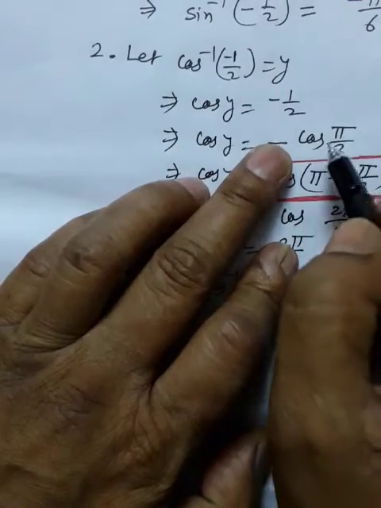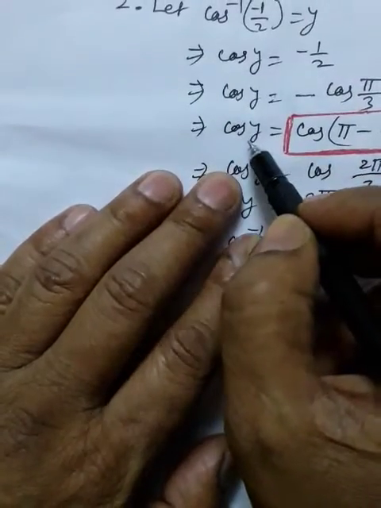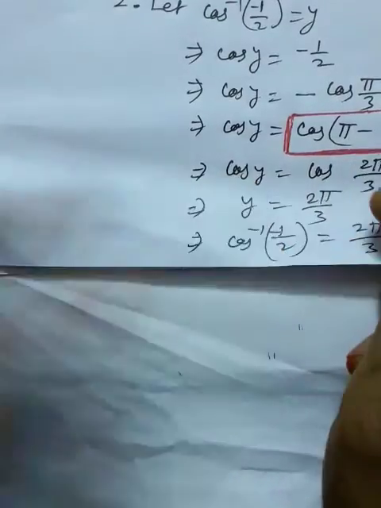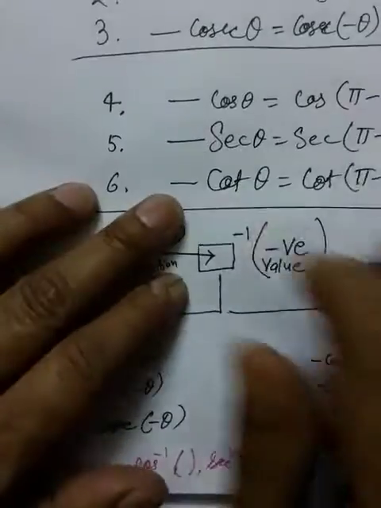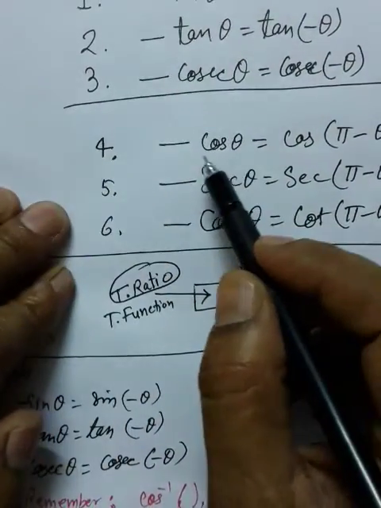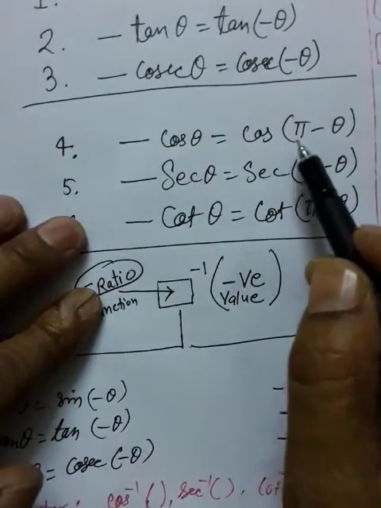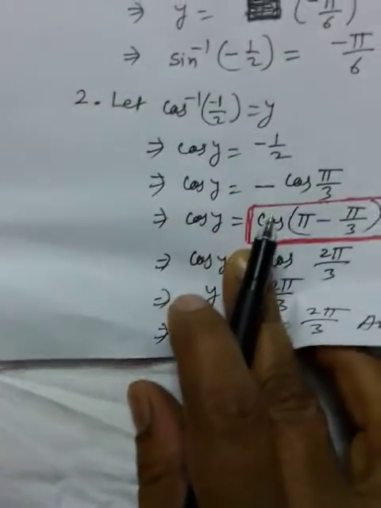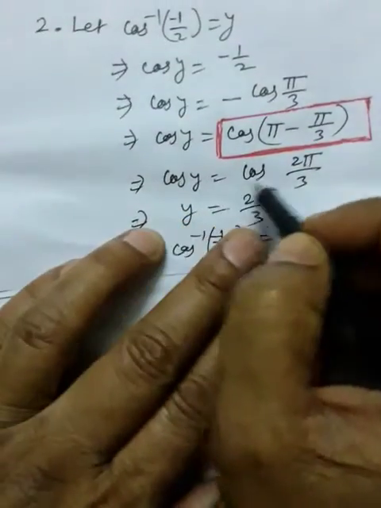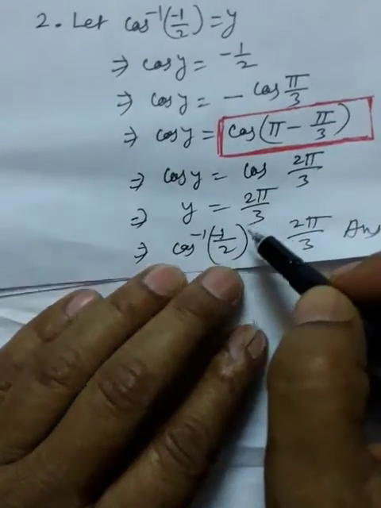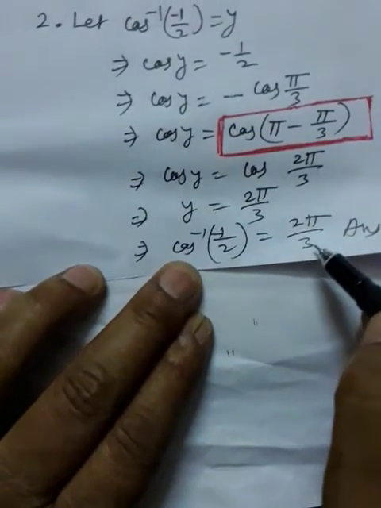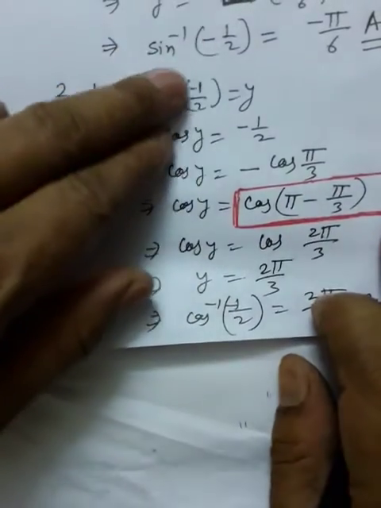This we have studied in 10th class. After that, cos y is equal to cos of pi minus pi by 3. Why are we putting this? It is cos, where it is minus cos. Minus cos theta, then you have to write cos pi minus theta. Cos y is equal to cos 2 pi by 3. Then y is equal to 2 pi by 3. So cos inverse minus 1 by 2 is equal to 2 pi by 3. This is the answer because y is this one.